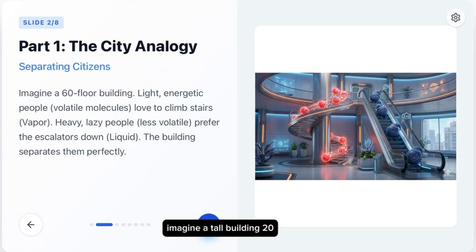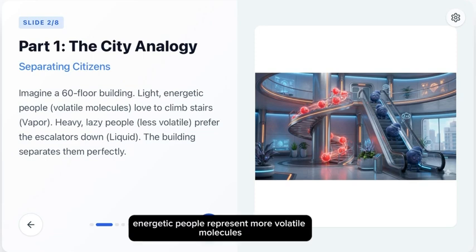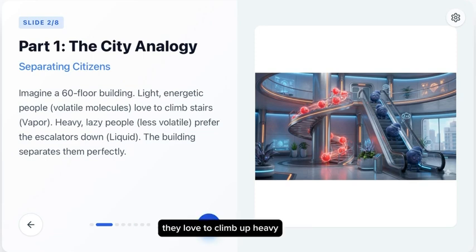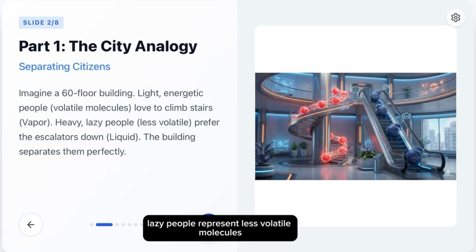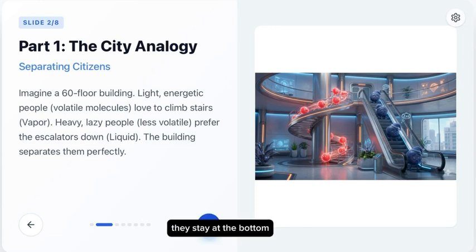Imagine a tall building, 20, 30, maybe even 60 floors. People enter the building from the lobby, and depending on their personality, they move up or stay down. In our distillation city, light, energetic people represent more volatile molecules. They love to climb up. Heavy, lazy people represent less volatile molecules. They stay at the bottom.